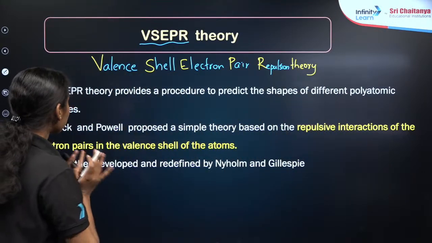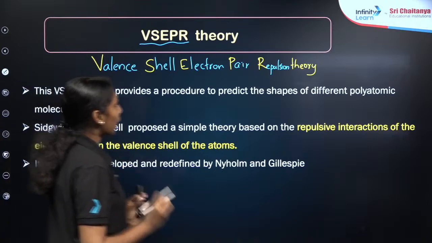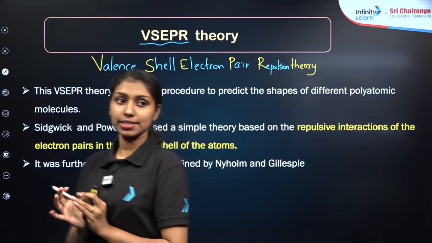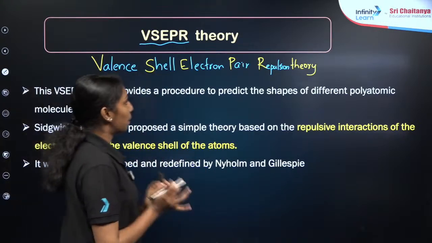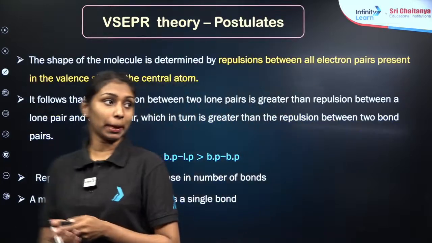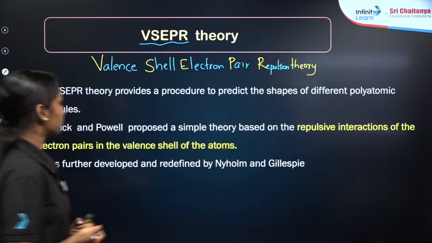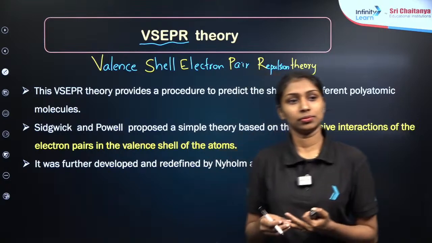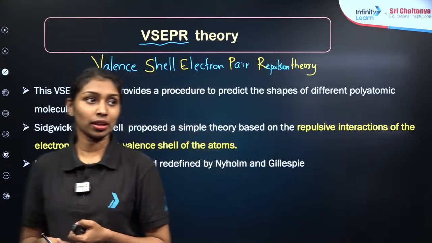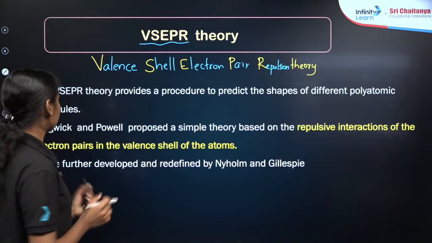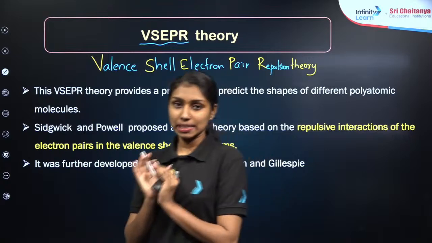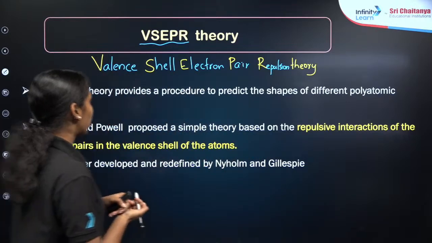Yes, VSEPR stands for Valence Shell Electron Pair Repulsion Theory. The name itself suggests the basics of the theory, right? Valence Shell Electron Pair Repulsion Theory. Do you have any idea about that? What does it mean? Okay. According to the VSEPR theory, we can predict the shape of molecules, right?